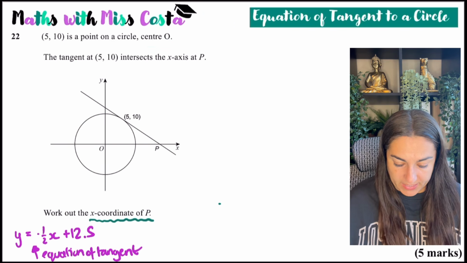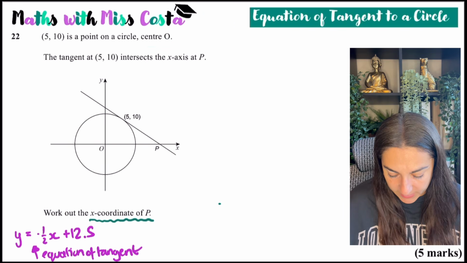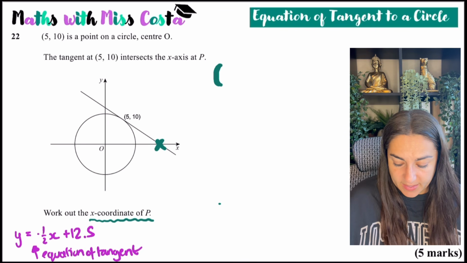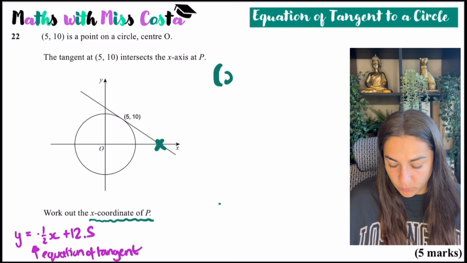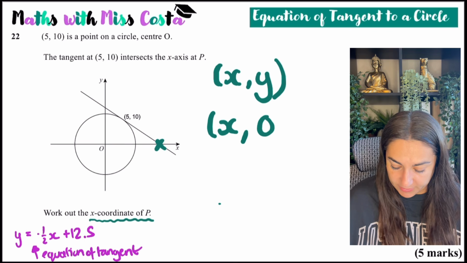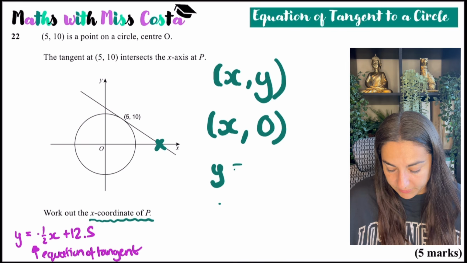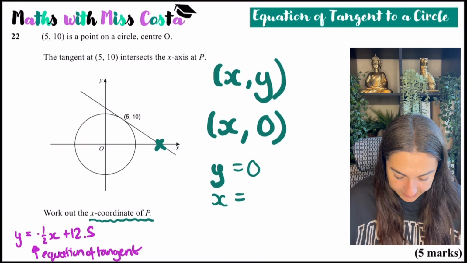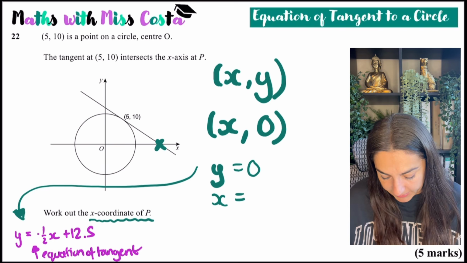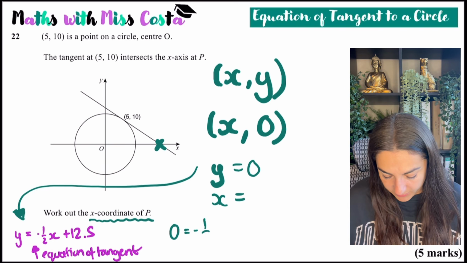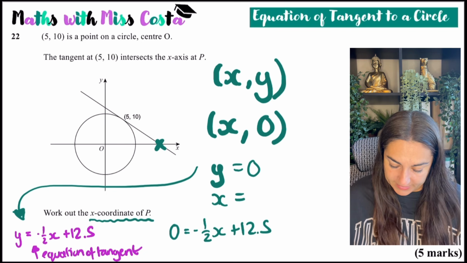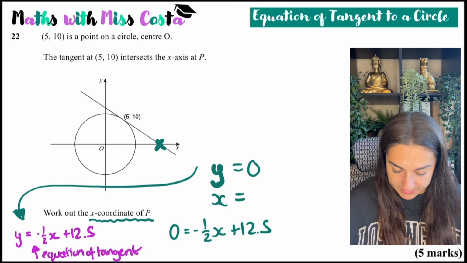So I need to work out the x coordinate of P. Okay, so P is over here. And now I know that along the x-axis, the y coordinate is always going to be 0. So I know it's going to be x, 0. So when y equals 0, I need to figure out what x is. So let's just substitute that into my equation. So 0 equals minus a half x plus 12.5. And why did I make this so big? Let's change the working over here.